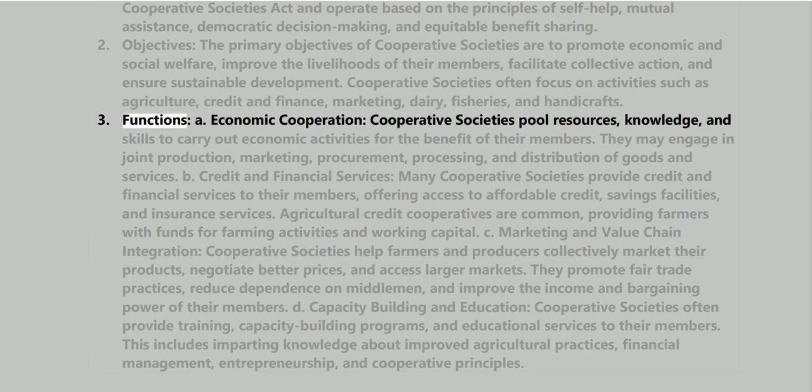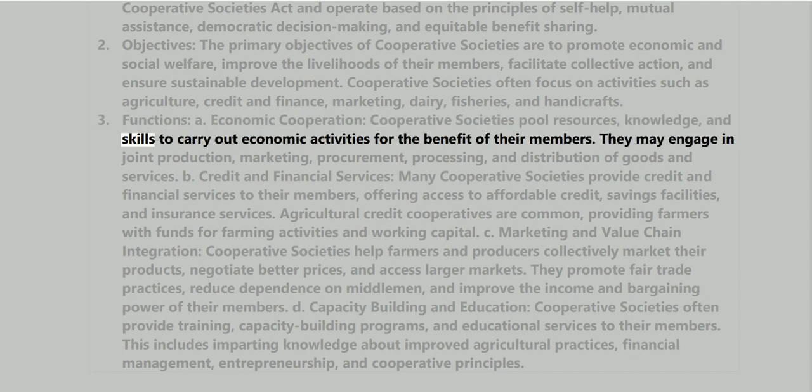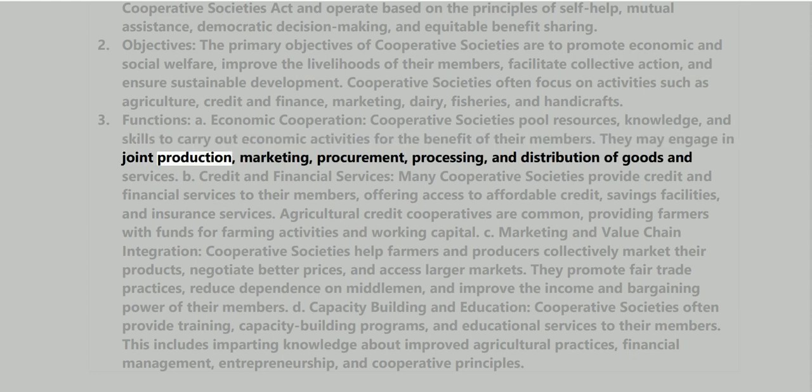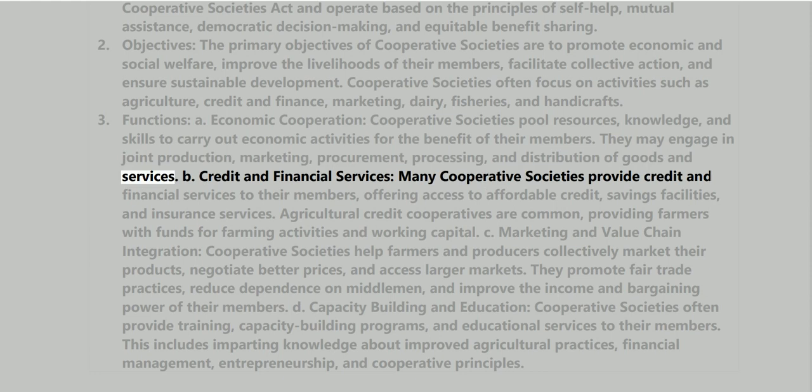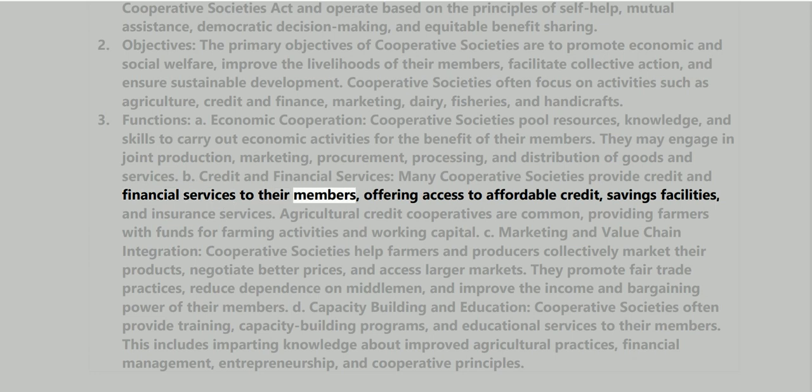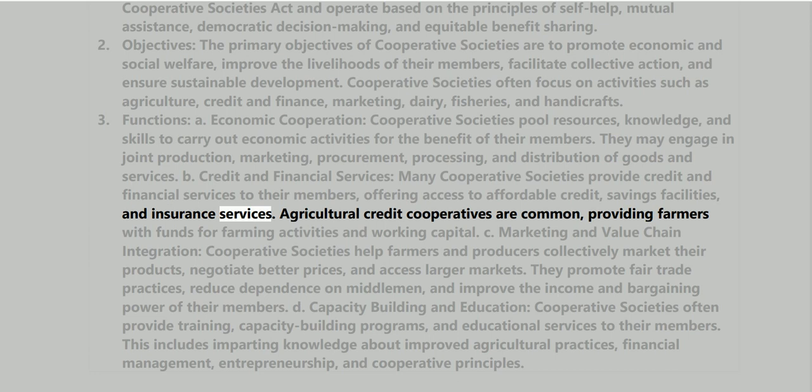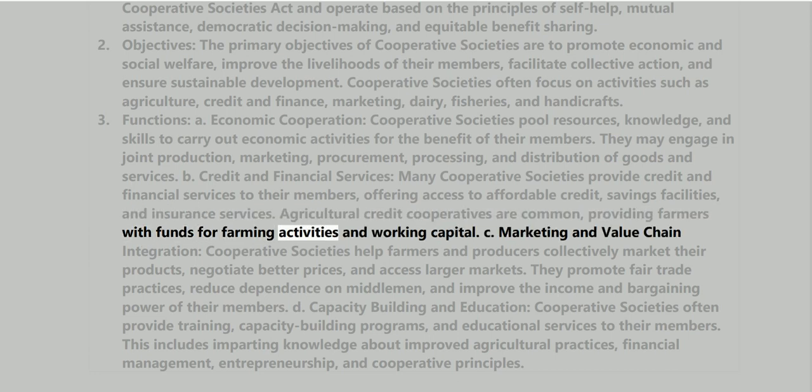3. Functions. A. Economic cooperation. Cooperative societies pool resources, knowledge, and skills to carry out economic activities for the benefit of their members. They may engage in joint production, marketing, procurement, processing, and distribution of goods and services. B. Credit and financial services. Many cooperative societies provide credit and financial services to their members, offering access to affordable credit, savings facilities, and insurance services. Agricultural credit cooperatives are common, providing farmers with funds for farming activities and working capital.